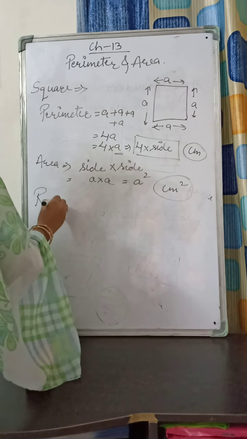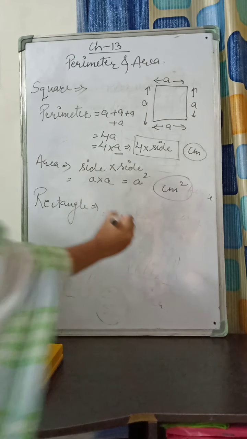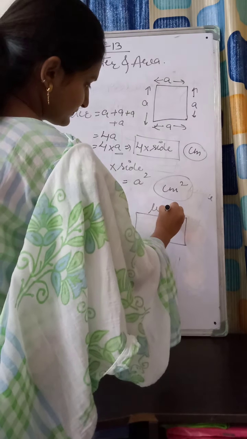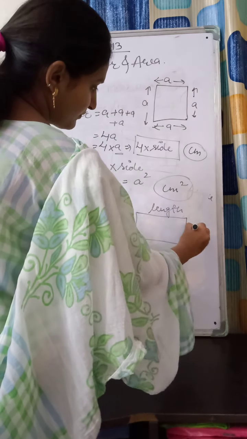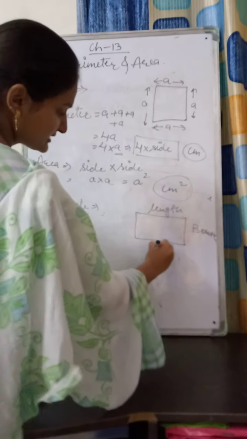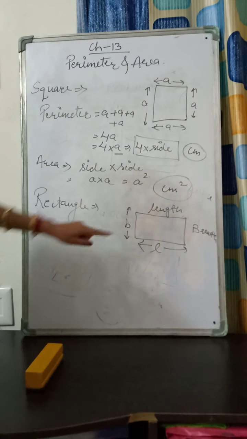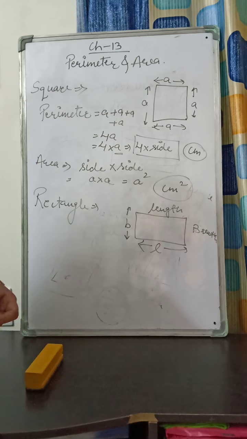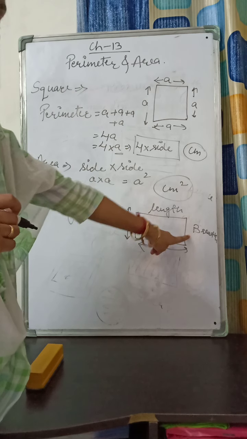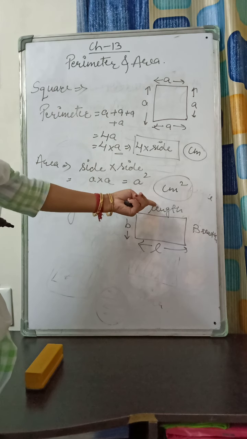Next is rectangle. What is a rectangle? Students, we know that a polygon with length and breadth is a rectangle, and in short form we say that this is the length L and this is the breadth, that is B, and opposite sides of a rectangle are equal. So this side is B, this opposite side will also be B, and this is the length L, and this opposite side will also be length L.